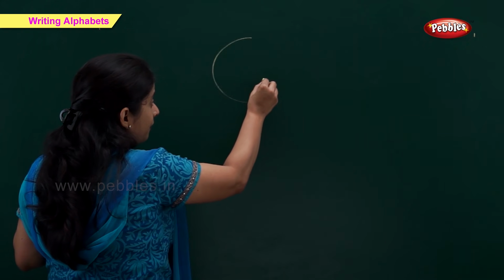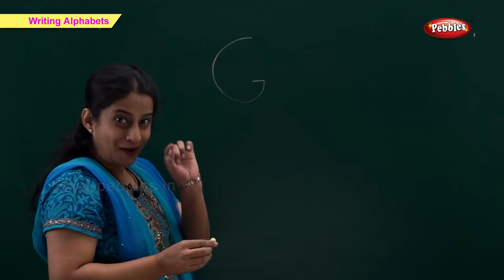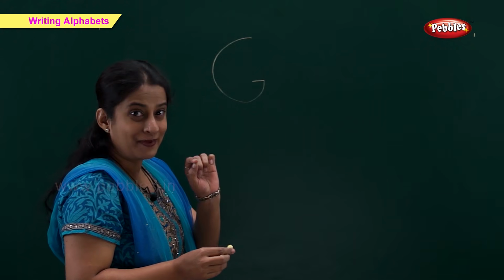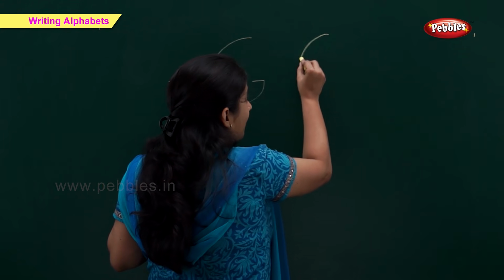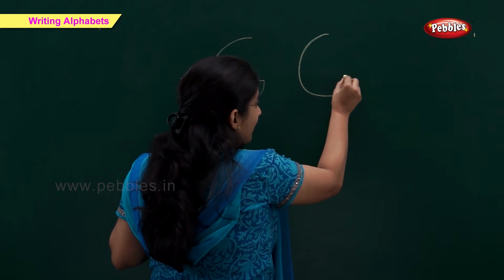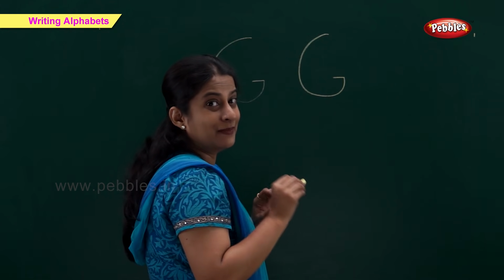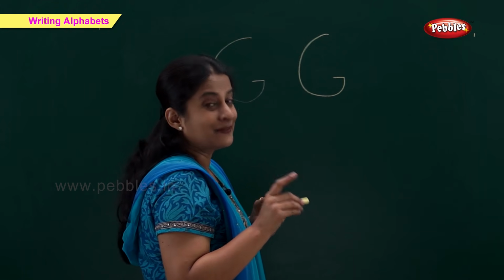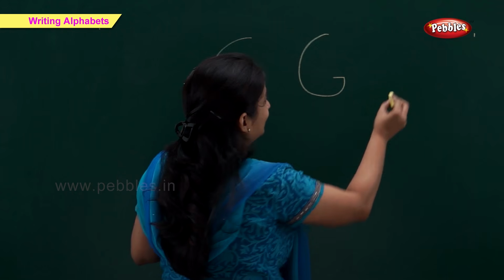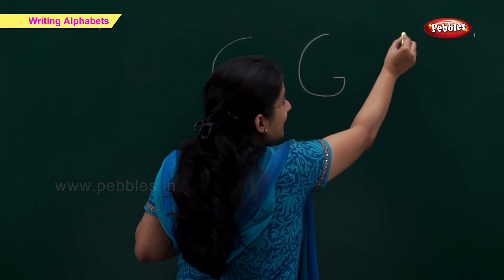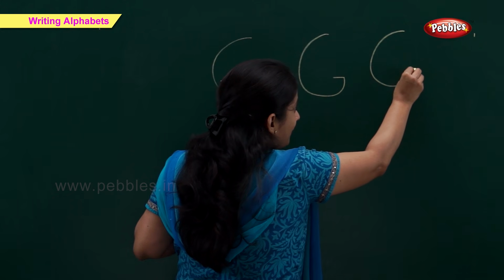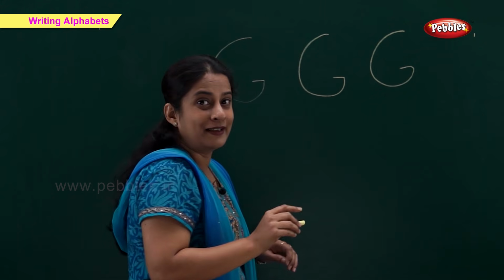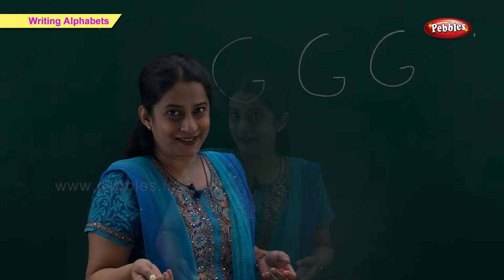A curve and a small sleeping line makes alphabet G. Isn't it simple? We'll see one more time. A curve and a small sleeping line makes alphabet G. It's time to write H.